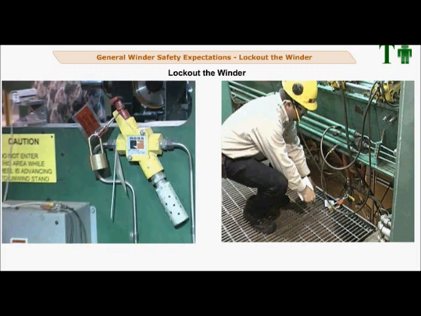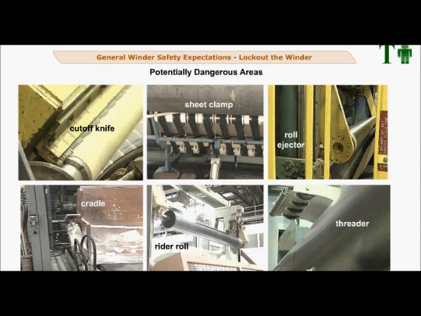Pneumatic pressures, hydraulic forces, and gravity need to be considered when making an area safe to perform work. Potentially dangerous areas are nip points at a knife, sheet clamp, roll ejector, cradle, rider roll chucks, threading nips and pans, to mention a few.